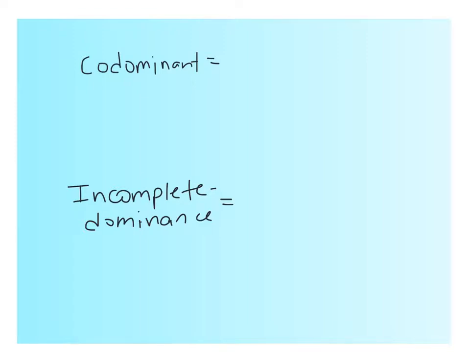Today we're going to go a little further into genetics, but first a little quick review. Do we remember what codominant is? Codominant. Remember, that's when both alleles are dominant. So, in the offspring, what you get is patches of both traits.